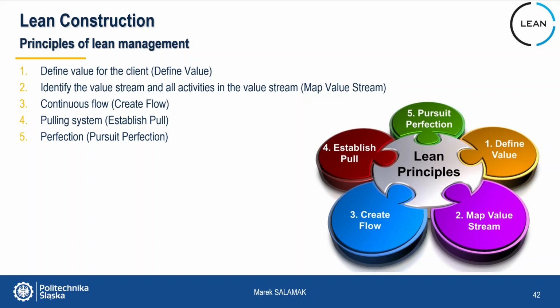Then is the pull system. Products and services should be delivered to the customer according to their needs, exactly when they are needed or exactly in the quantity they are needed. And the last rule is the pursuit of excellence. This is a rule and condition for maintaining and introducing improvements in the continuous improvement of all organization processes.